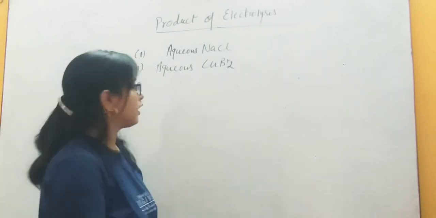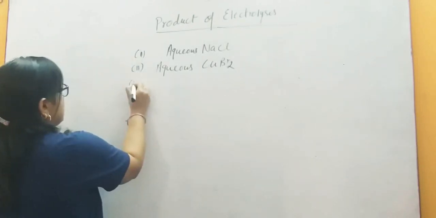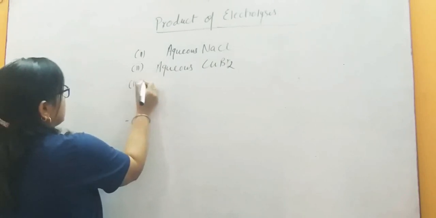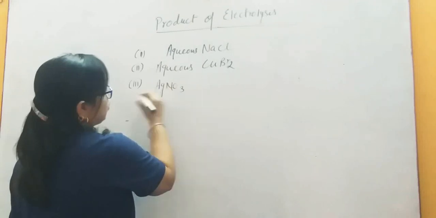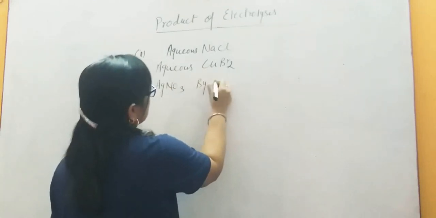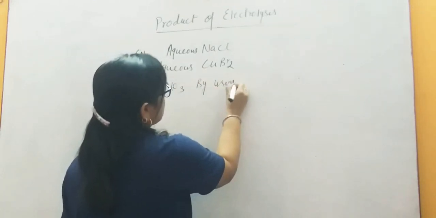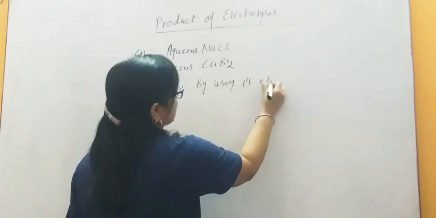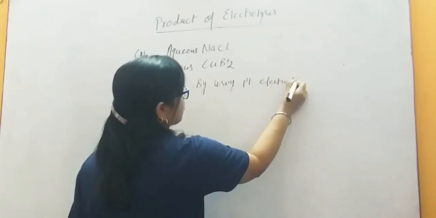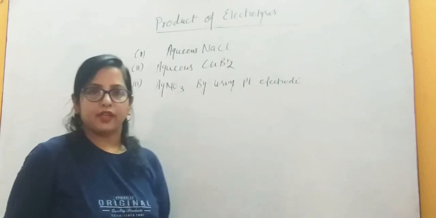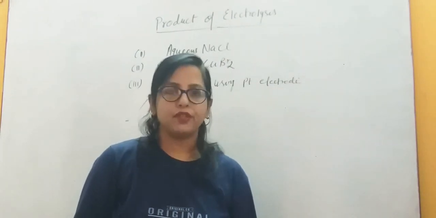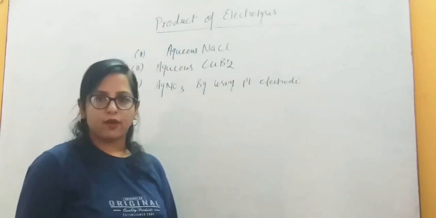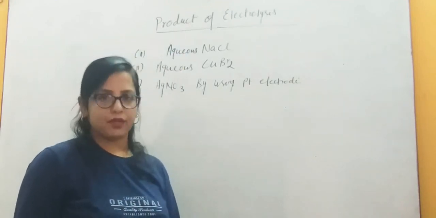Now I am taking my third example. This third example is AgNO3 using a platinum electrode, and you know that platinum is an inert metal. That's why it cannot participate in any kind of chemical reaction.